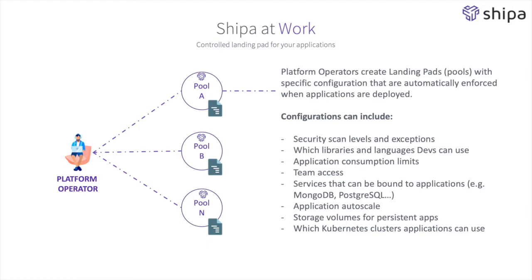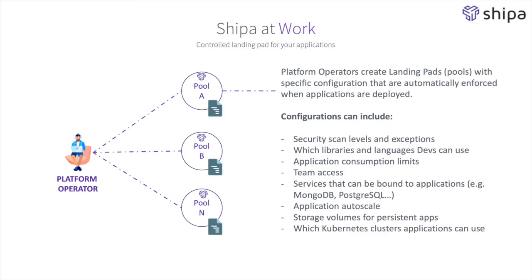Configurations for a landing pad can include things such as security scan levels and exceptions, if any, that should be applied in both scenarios, when applications are deployed and ongoing post-deployment. Also, which libraries and languages developers can use when deploying applications to that specific pool, allowing platform engineering teams to build control all the way to the library version and programming language used by the applications deployed to that pool.